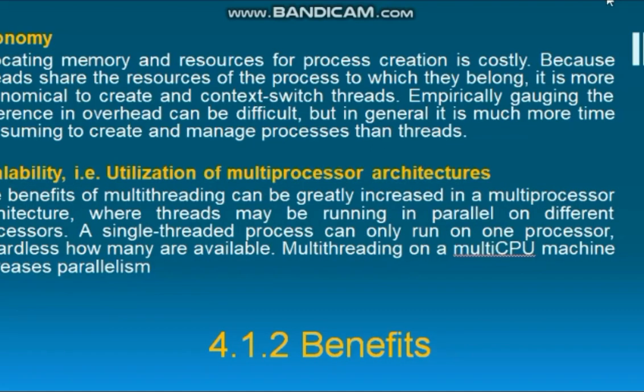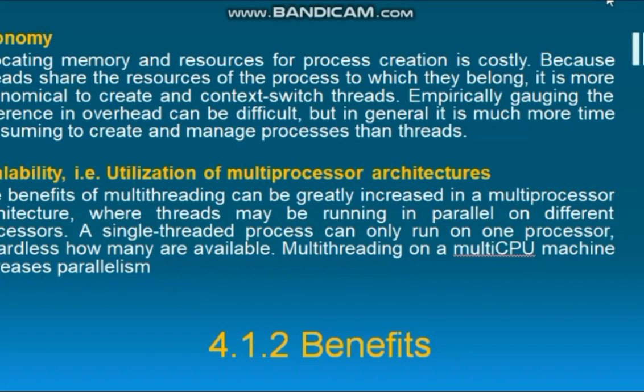Economy: allocating memory and resources for process creation is costly. Because threads share the resources of the process to which they belong, it is much more economical to create and context switch threads. For example, creating a process is about 30 times slower than creating a thread, while context switching is about 5 times slower. And next is scalability.